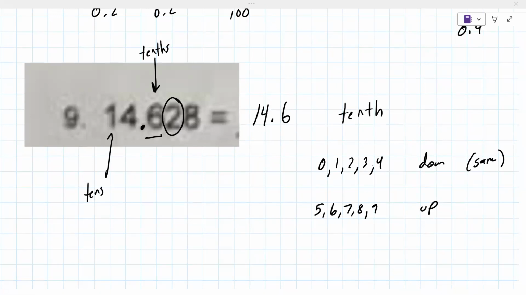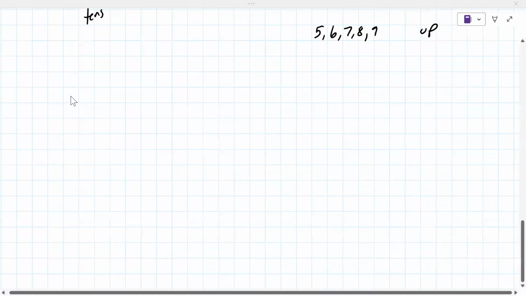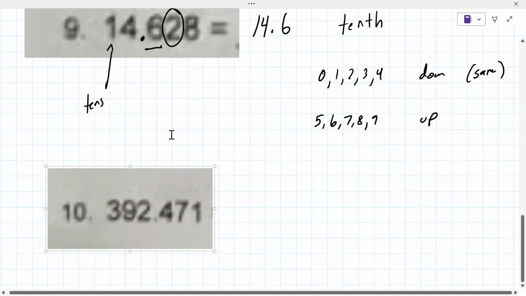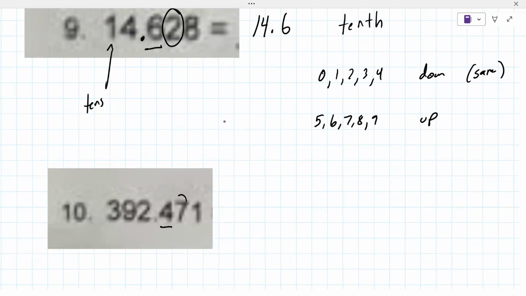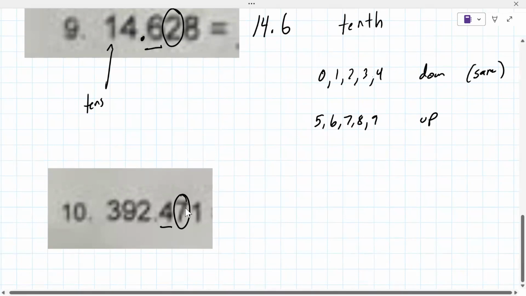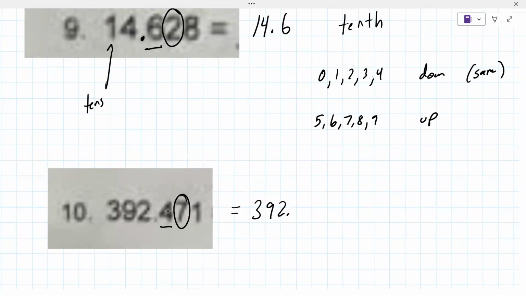Why don't you try the next one here again? Would be 192.4. Okay, so again, you identify the tens place and circle the next one to the right of it. Does the 7 round up or down? It would round up, so that changes this number here. 205. Yes, so 0.5. Okay, so definitely could use some more practice on rounding.